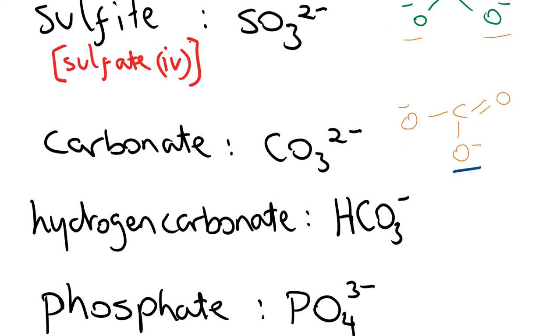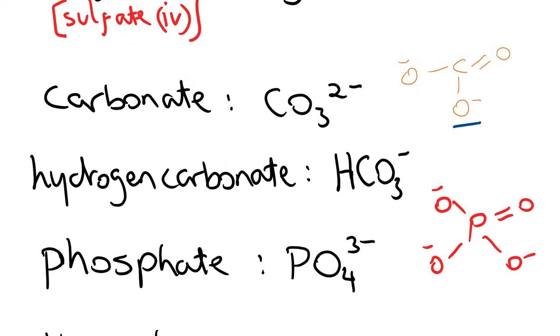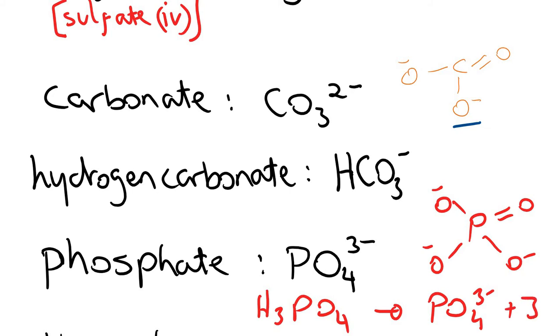Next one we come across is phosphate. Acid associated with phosphate is phosphoric acid. Don't mind the shape of that there, but we've got a phosphorus with 4 oxygens around it. 3 of those oxygens have a negative charge. What I mean by that is when I have phosphoric acid, H3PO4, and I dissolve it in water, I get the phosphate ion and 3 H+.